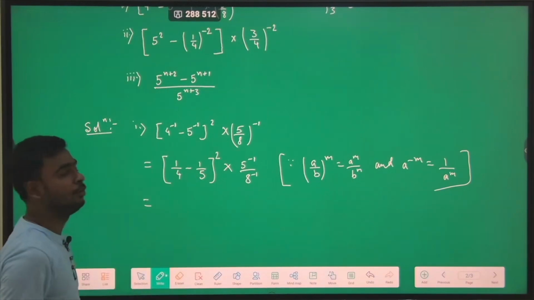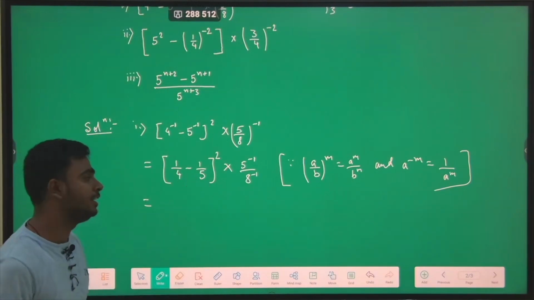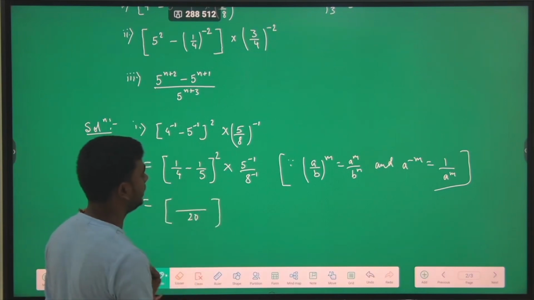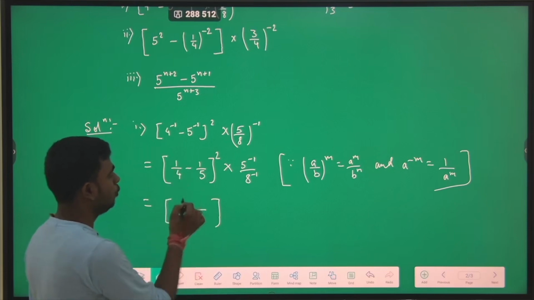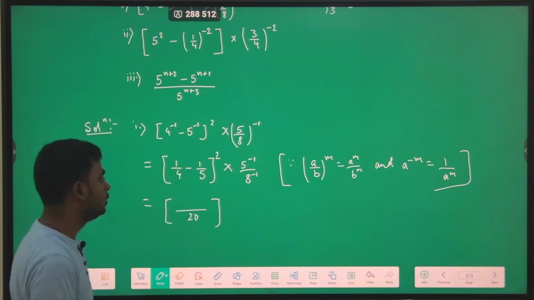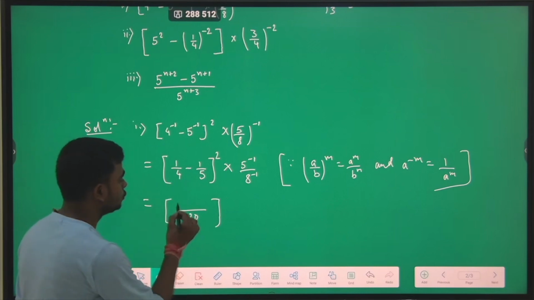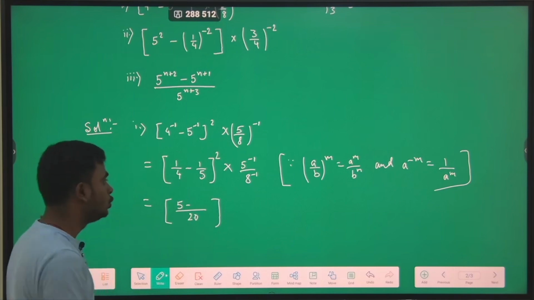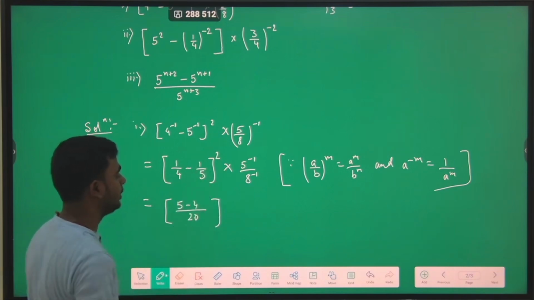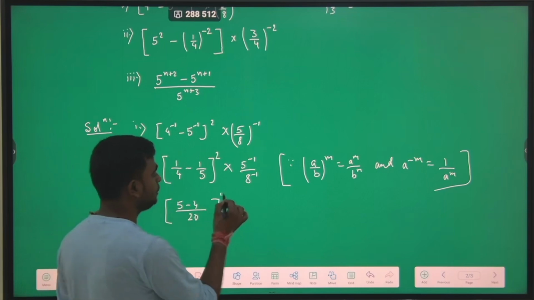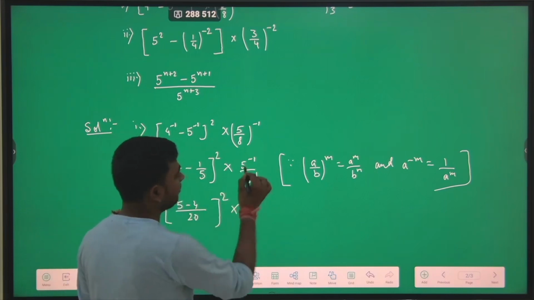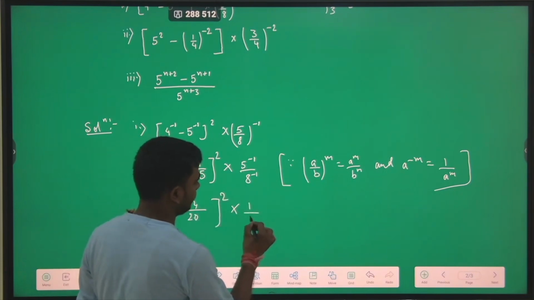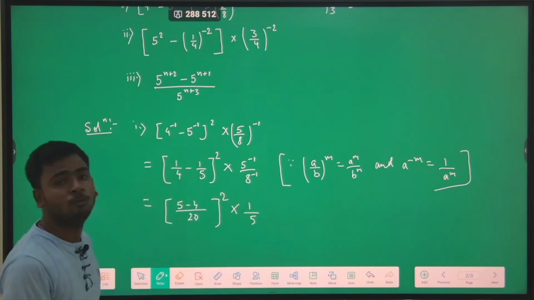Now, for the value of this, the LCM of 4 and 5 we will get is 20. So it will be 20 in the denominator, and 4 multiplied with 5 will give 20, so 1 will be multiplied with 5. So here will be 5 minus 5 multiplied with 4 will give 20, so this 1 will be multiplied with 4. We will get (5 minus 4 upon 20) to the power 2 multiplied with 5 inverse, which will be 1 upon 5. Also, 8 inverse will be 1 upon 8.